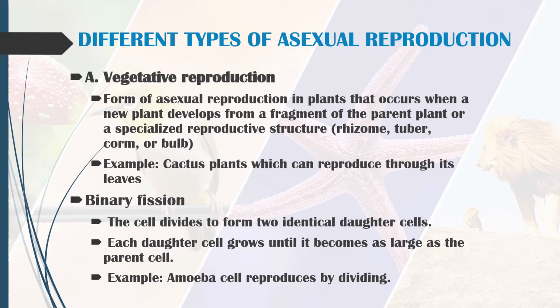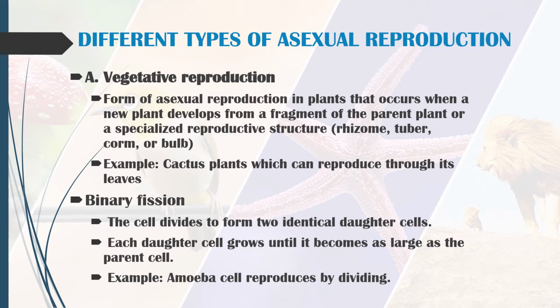So for example, for rhizome, we have ginger. So it reproduces through the process of vegetative reproduction. Okay, we have another example here, the cactus plants, which can reproduce through its leaves. So for example, if you cut off the leaves of the plant and then put it in the soil, then it will reproduce through its leaves.